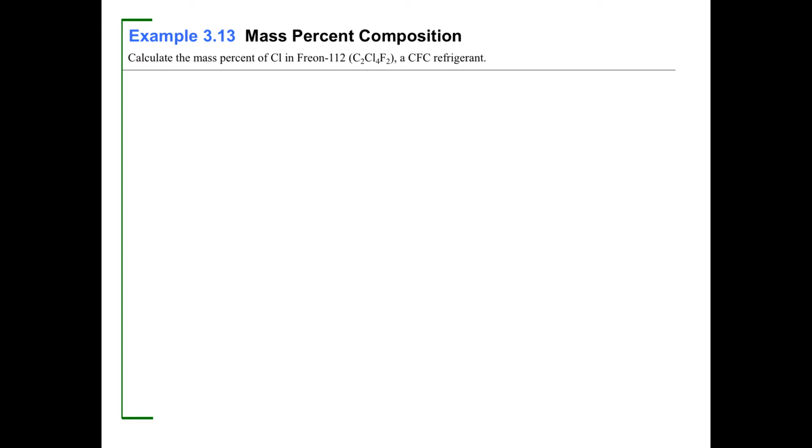Calculate the mass percent of chlorine in Freon 112. Okay, so the mass percent. So I'm going to set this up before I even start, and the mass percent is going to be the mass of chlorine over the mass of Freon 112 times 100%, and that's going to be my answer. Okay, so this is going to be the percent of chlorine. Do you see that? Because I've got my part, which is the mass of chlorine, and this is my whole.